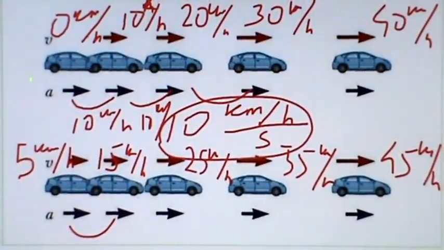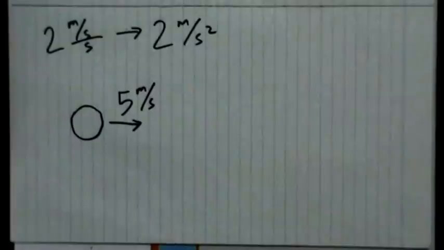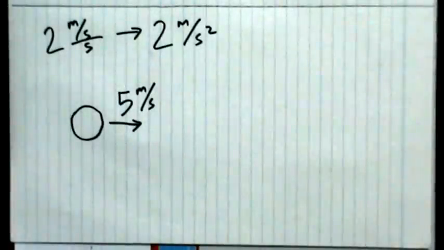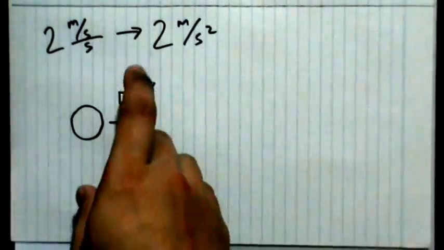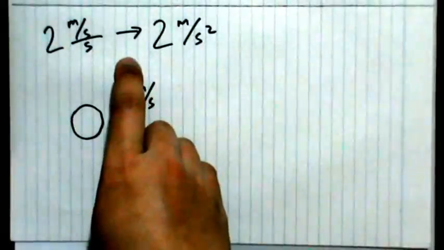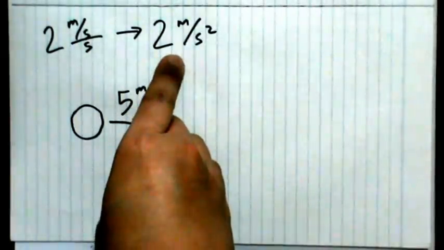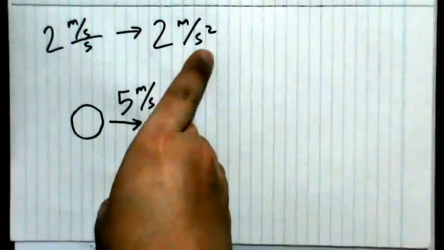In other words, if you decelerate an object, then the speed of this object will also decrease by the same amount every second. Let us now get some practice, but I want to tell you that for acceleration I will write it like this, 2 meter per second square, instead of 2 meter per second.